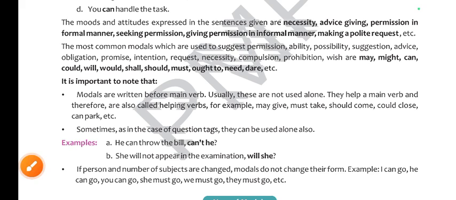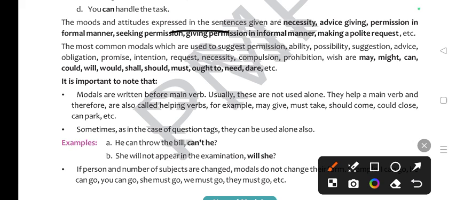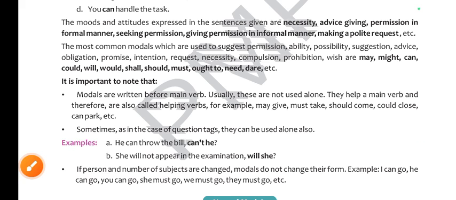Okay, so the moods and attitudes expressed in a sentence are like necessity, advice, giving permission in a formal manner, seeking permission, giving permission in an informal manner, making a polite request, etc. Right? So the most common modals which are used to suggest permission, ability, possibility, suggestion, advice, obligation, promise, intention, request, necessity, compulsion, prohibition, wish are may, might, can, could, will, would, should, must, ought to, need, dare, etc.